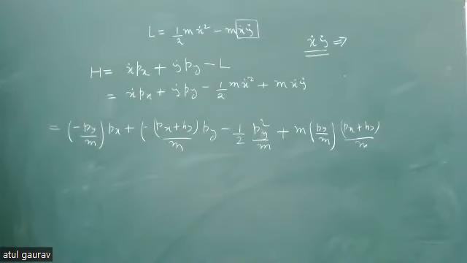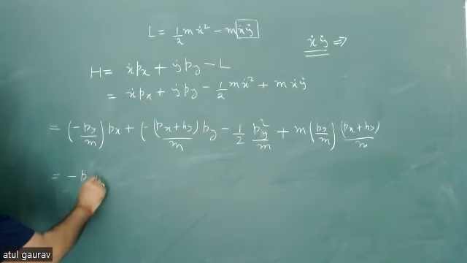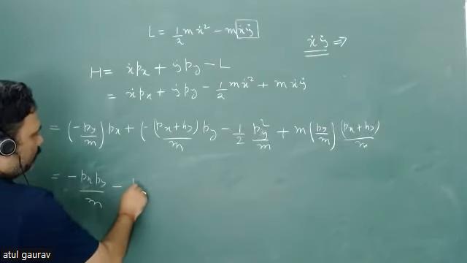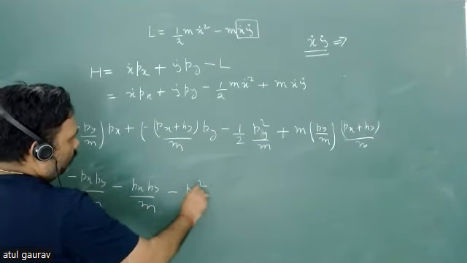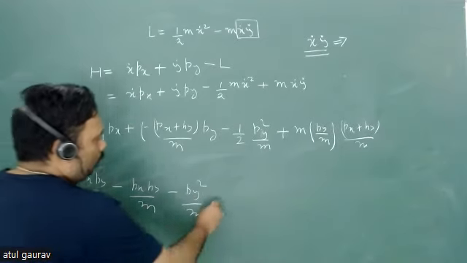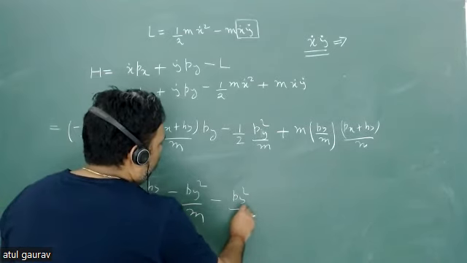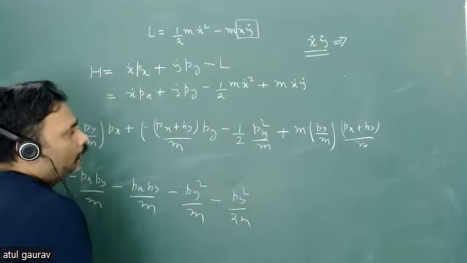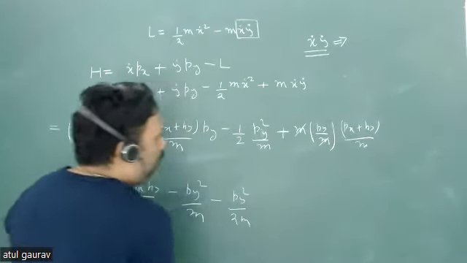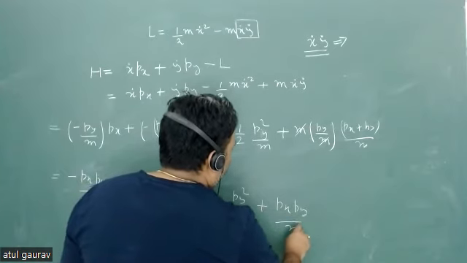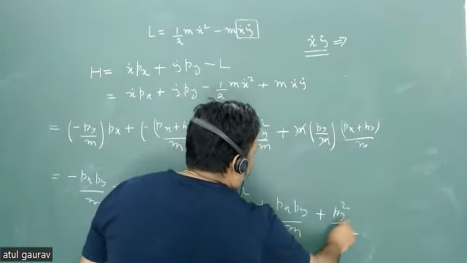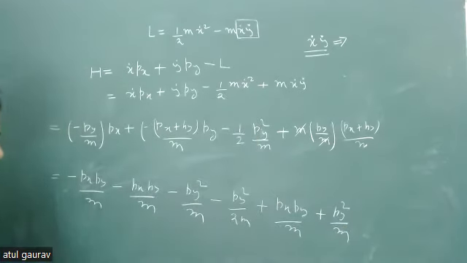Now let's try to go for this. So first term is minus px py upon m. Second term is minus px py upon m minus py square upon 2m. And here one m will cancel. We have plus px py upon m plus py square upon m. Great.